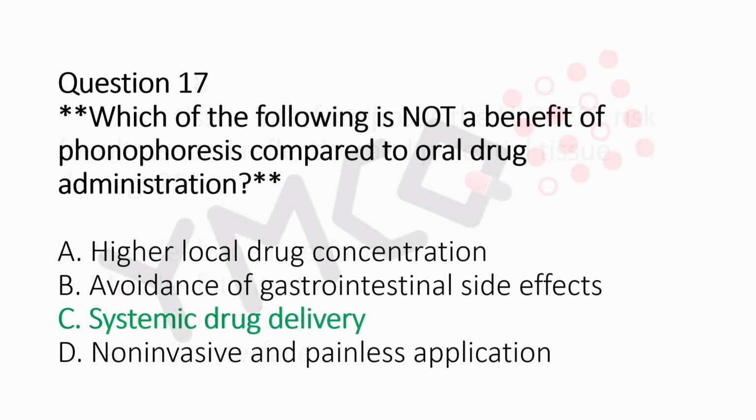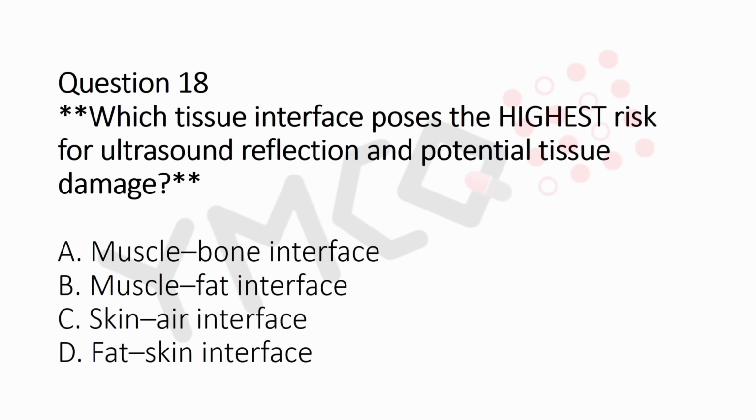Now let's move to question number 18. Which tissue interference poses the highest risk for ultrasound reflection and potential tissue damage? Option A, muscle-bone interface. Option B, muscle-fat interface. Option C, skin-air interface. Option D, fat-skin interface. And the answer is option A, muscle-bone interface.